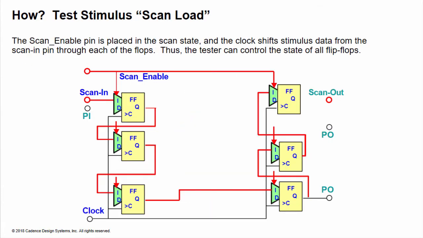Here we show just the logic in the design needed to load the scan chains with control values. The scan-enabled pin is set to the scan value. Then the stimulus data, calculated by the ATPG program, is supplied serially at the scan-in pin, 1 bit per clock pulse. The clock is pulsed the same number of times as the length of the scan chain. At the completion of this operation, new stimulus data will have been loaded in each and every scan flip-flop.